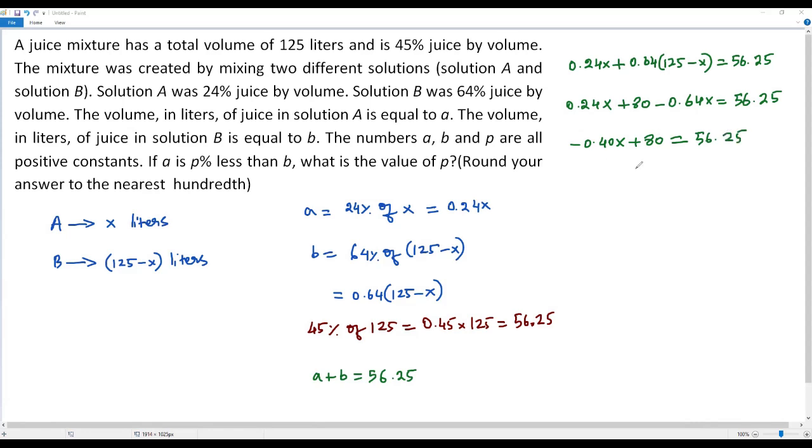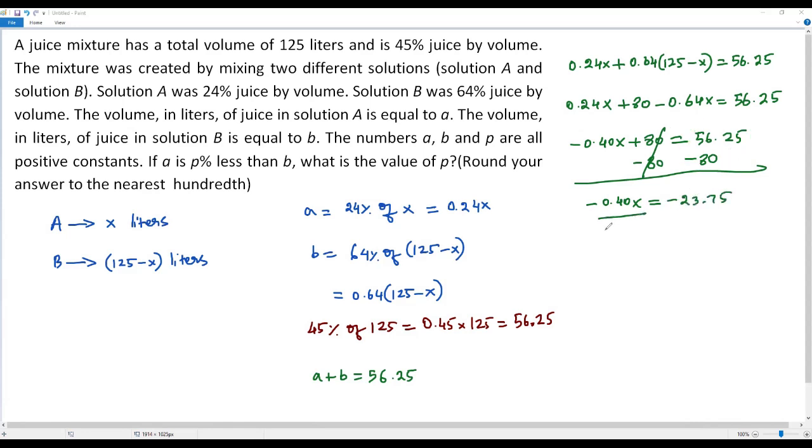Okay, now let me subtract 80 from both sides of this equation. Let me do it. When I do so, this positive 80, negative 80 will cancel out. Then I'm getting negative 0.40x. On the right side, when I simplify, I am getting negative 23.75.